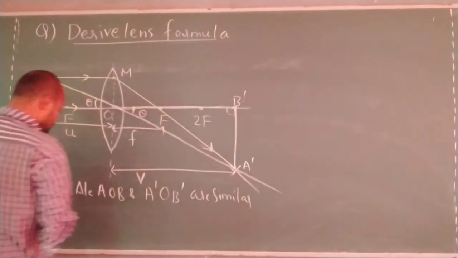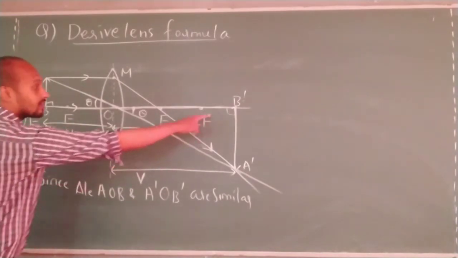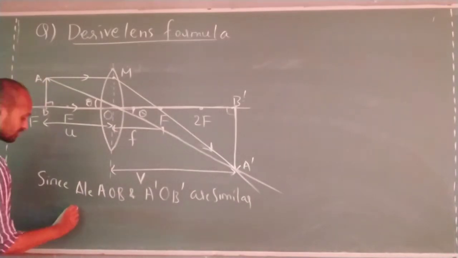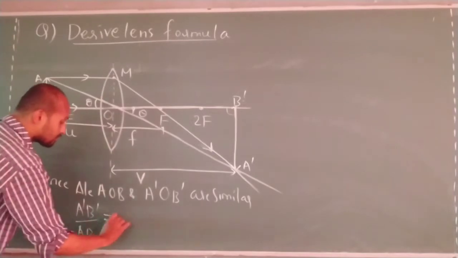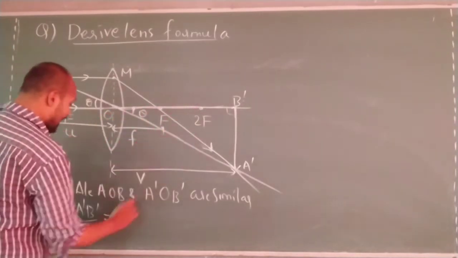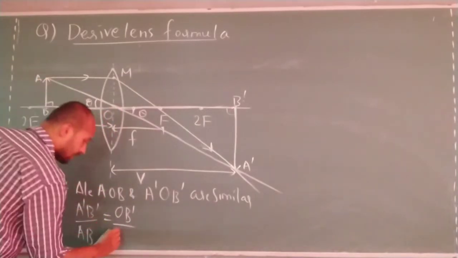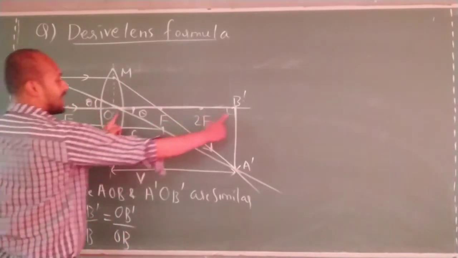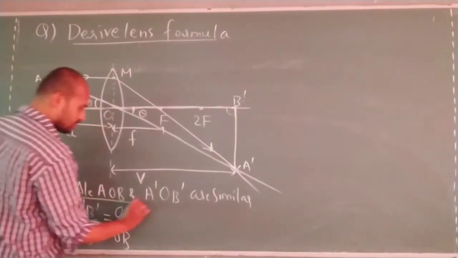So I can say, since the triangles AOB and A dash O B dash are similar, I can write their ratios remain the same. What is that? A dash B dash divided by AB will be equal to OB dash divided by OB. Okay? OB dash divided by OB. This is for one thing.